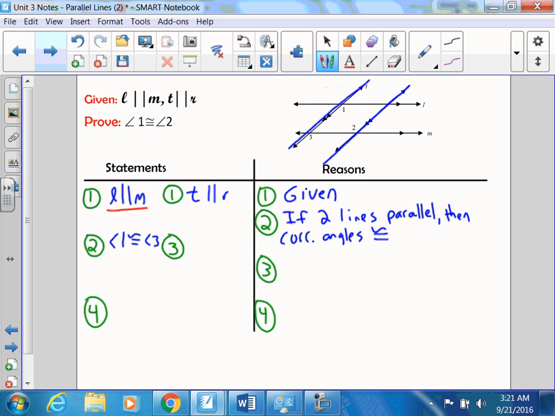Is there a transversal line that intersects those two parallel lines that has two angles located on it? So I'm going to focus on this transversal line because it has angle 2 and angle 3 located on it. The two lines that I've shaded in blue here, that's T and R, they're parallel. We know that from the given information. And with the transversal line M, we know that angle 2 and angle 3 have to be congruent.